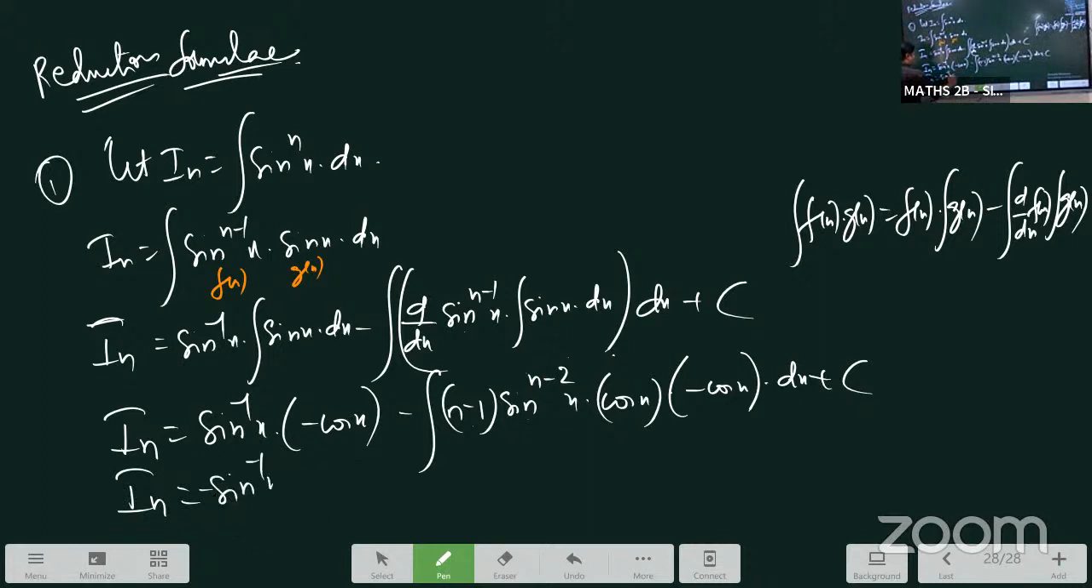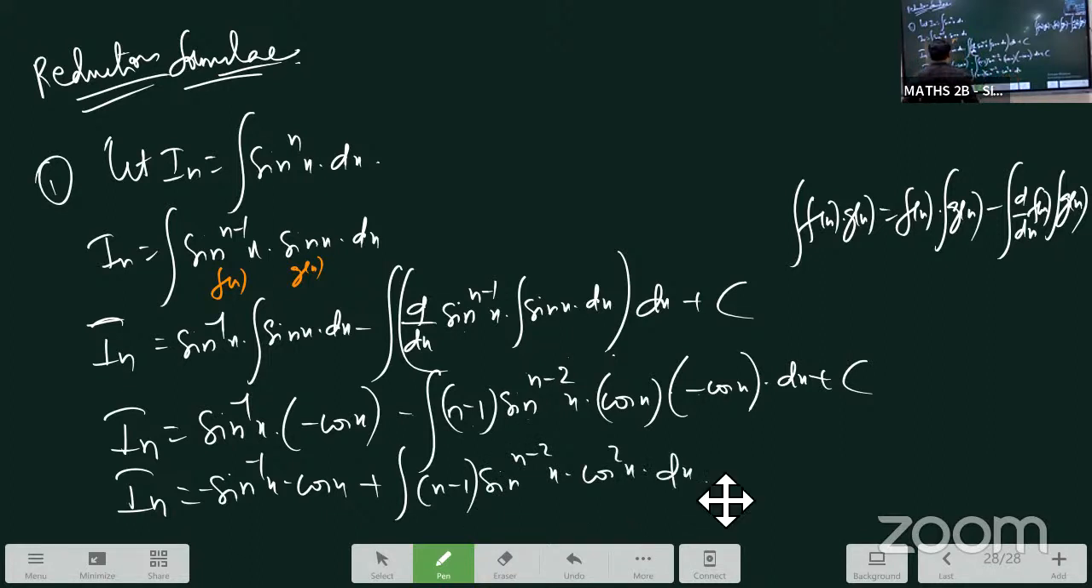Minus sin^(n-1) x into cos x. Now this minus and this minus becomes plus. Simplification: n minus 1 as it is, now sin to the power n minus 2 x into cos square x dx. Okay. Now In is equal to minus sin^(n-1) x into cos x plus n minus 1 into, correct only, no?